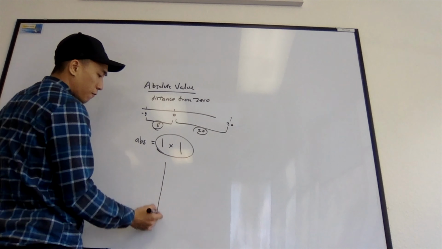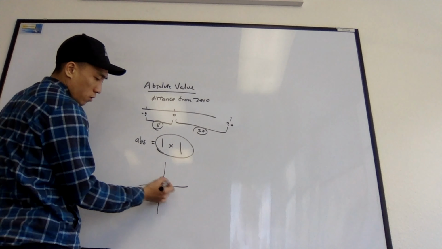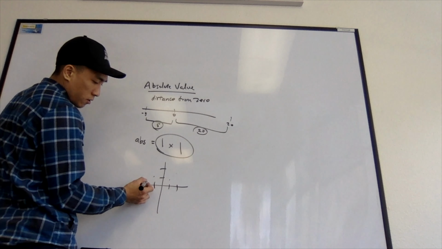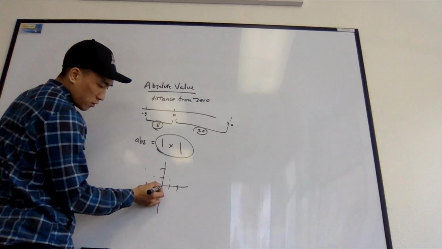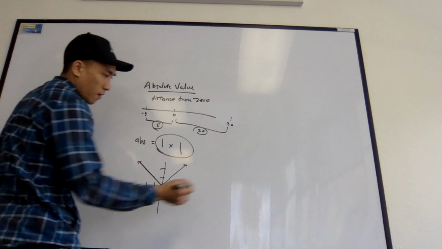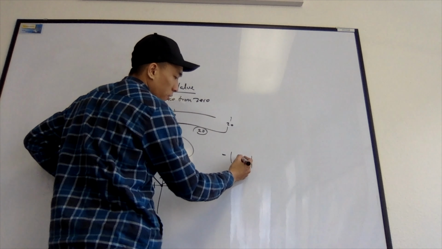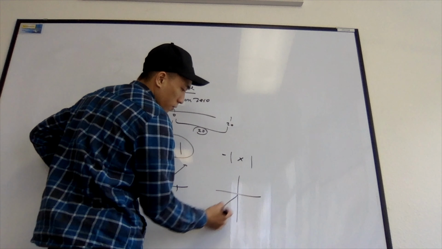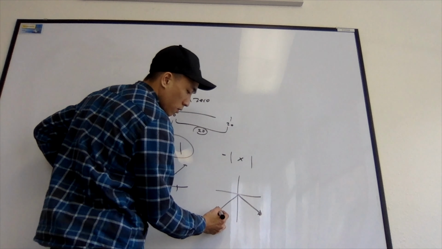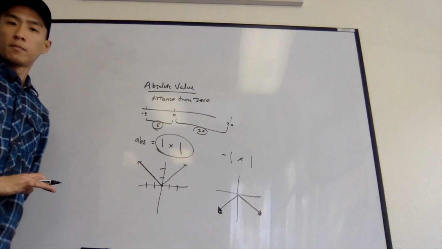And then our graph: 1, 1, 2, 2, negative 1, 1, negative 2, 2, 0, 0. Okay? And if you end up with a negative of any sort, it just flips itself. That make sense? Yes.